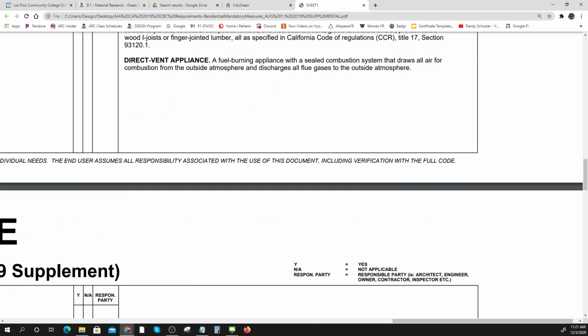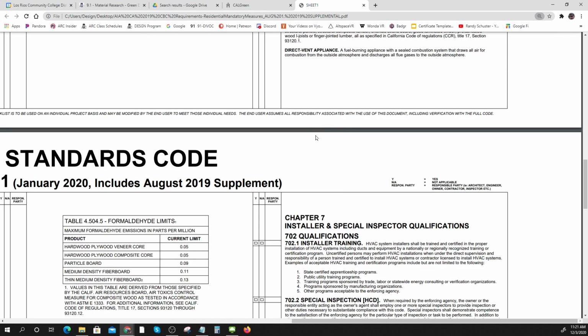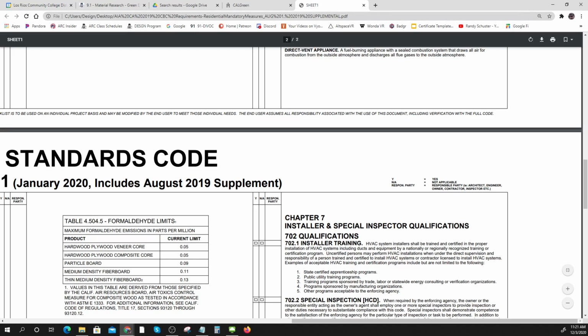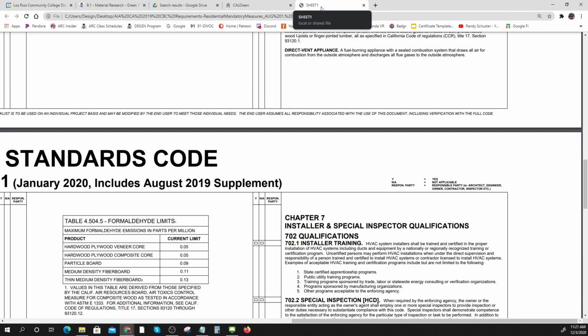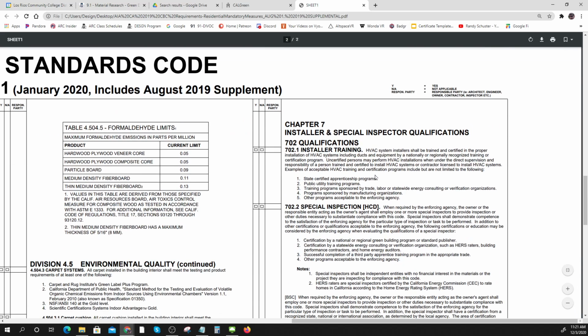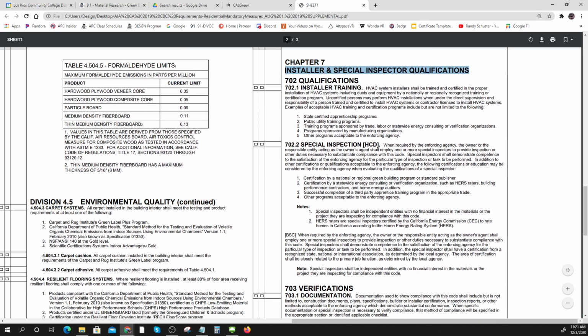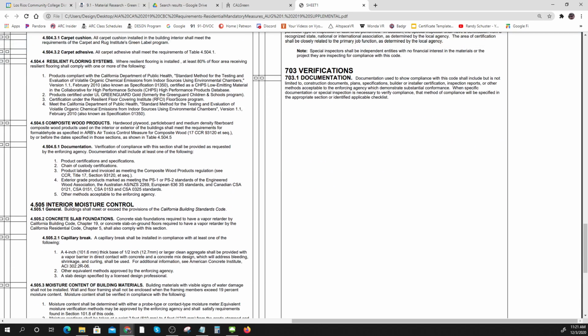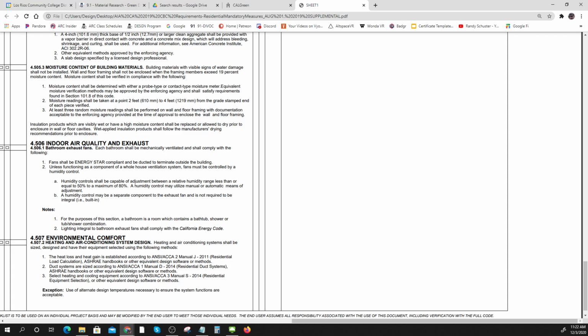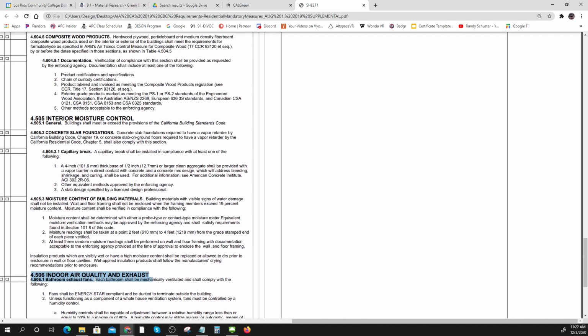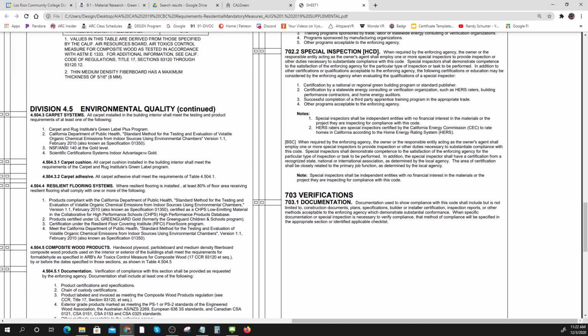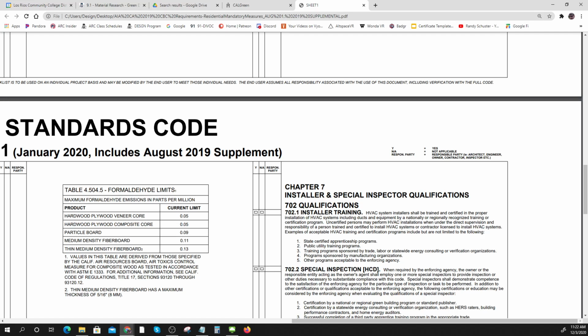So you can look through this document. I'll try to remember to find the link to it and put it in there. But this is just informational. Look, installers. Wow. Special inspections for installers of something. I don't know what they're installing there. Environmental comfort, HVAC, indoor air quality and exhaust, indoor moisture control, formaldehyde limits. Oh, that is such a big one.